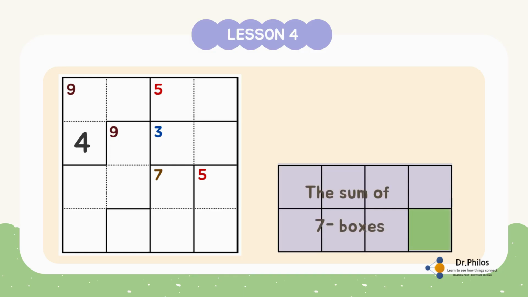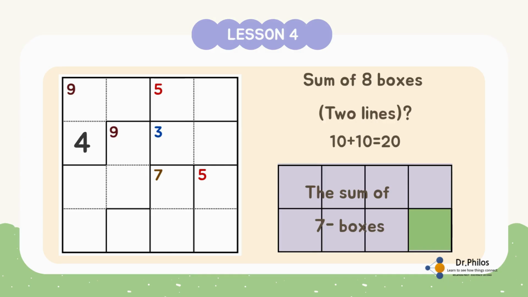8 boxes. Isn't that too many? Is it hard just because there are a lot? 8 boxes make 2 lines. Since the sum of a line is 10, the 2-line sum is 10 plus 10 is 20. It's not hard. Can you use that to find a box where we can narrow down the numbers?